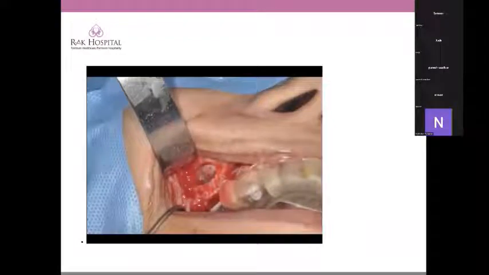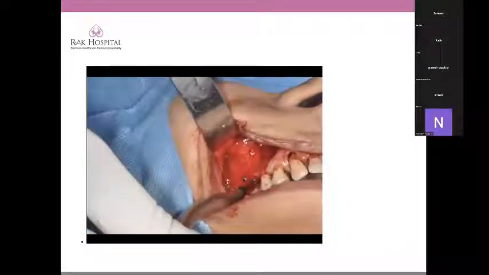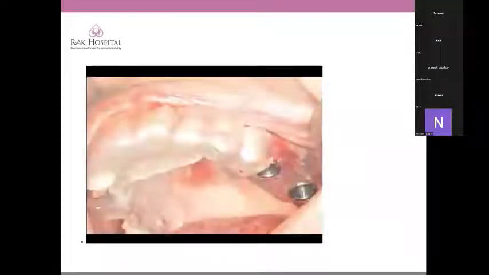So that's a window which has been made in the maxillary sinus. So I'm doing a sinus lift, direct sinus lift at the same time. And you can see some membrane tags. The bone graft has already gone in. And you can also see that I've already placed my implants also.